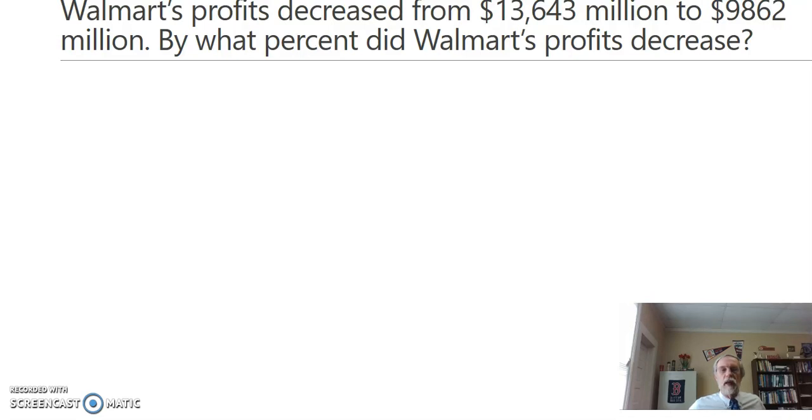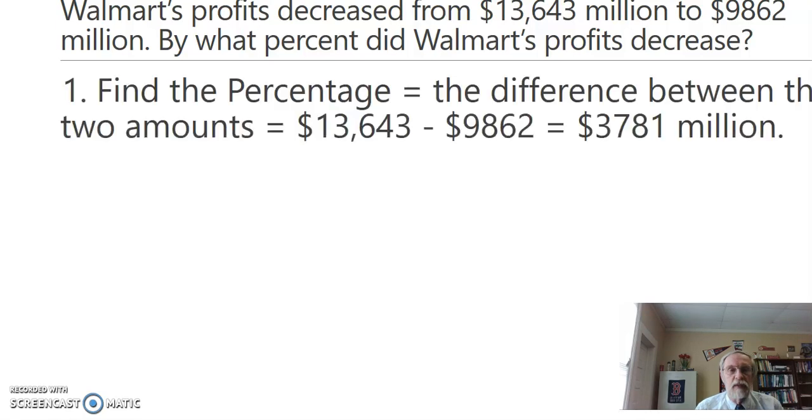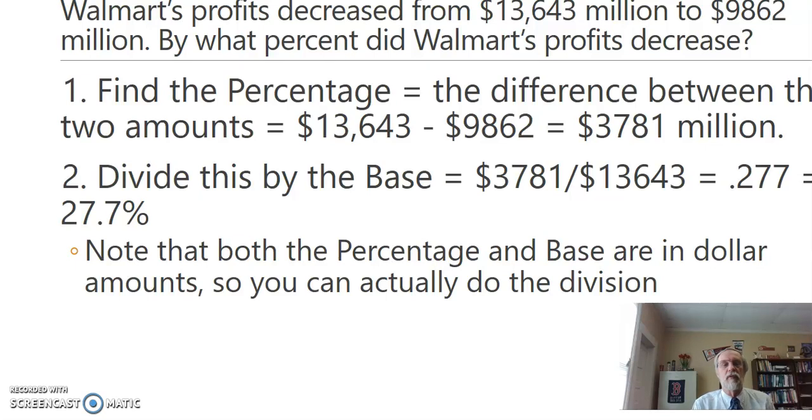Okay, so what's the first step? The first step is to find the difference between the two amounts, right? So 13,643 minus 9,862 is 3,781. That is the percentage amount. Okay, what are we going to do with that? We're going to divide that, right? That's the percentage. We're going to divide it by the base. What is the base? Okay, and the base is the 13,643. That was the first year. So 3,781 divided by 13,643 is 0.277 or 27.7%. And again, the percentage and the base are in the same units. They're both measured in dollars, so we can do the division.